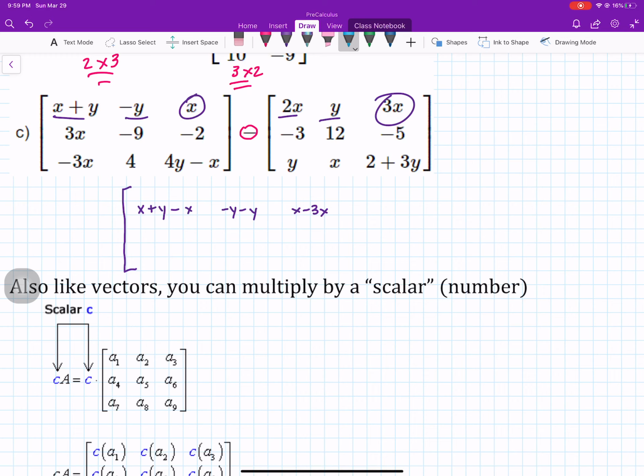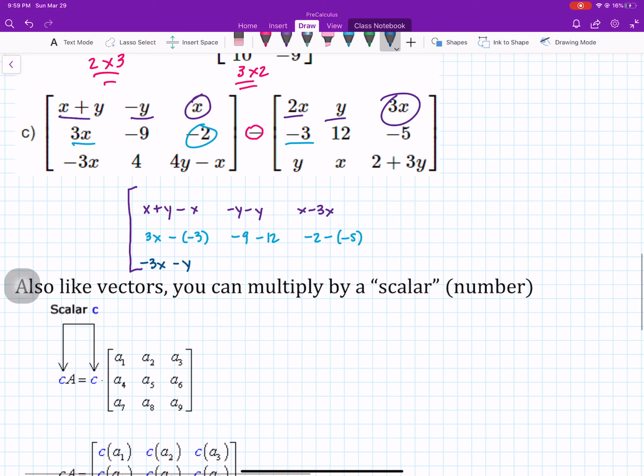And then in my next row, I start with 3x minus negative 3. And then negative 9 minus 12. And then negative 2 minus negative 5. And then in my last row, I have negative 3x minus y. And then I have 4 minus x. And then the big one, 4y minus x minus 2 plus 3y.